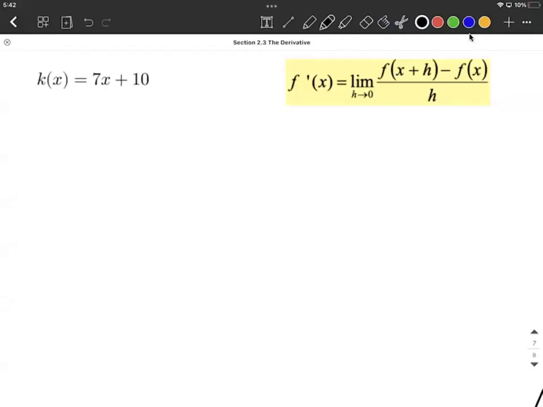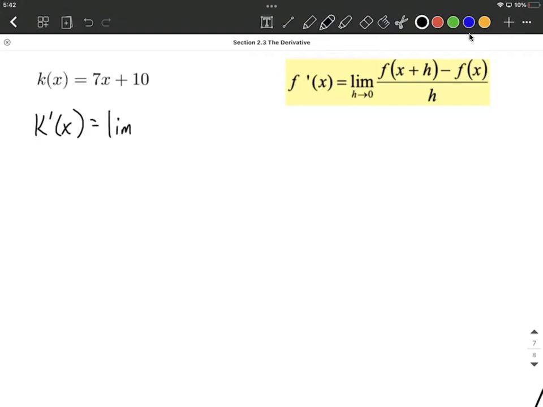Okay, our goal on this problem is we are given a linear function, 7x plus 10. Our goal is to find k prime of x using the limit definition. Ours just happens to be k is the name of the function, so it'll be k prime that we're trying to find. So let's jump right in here.